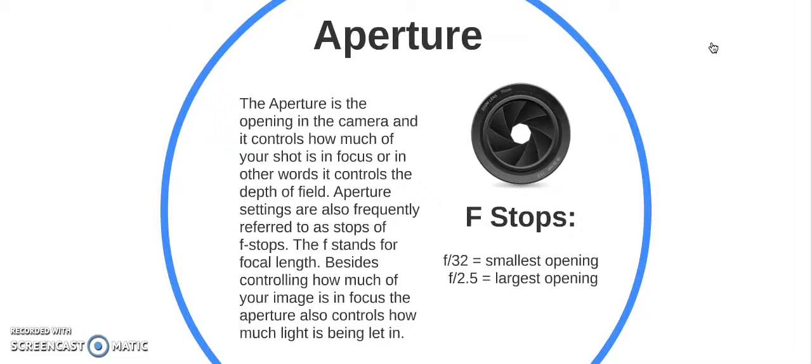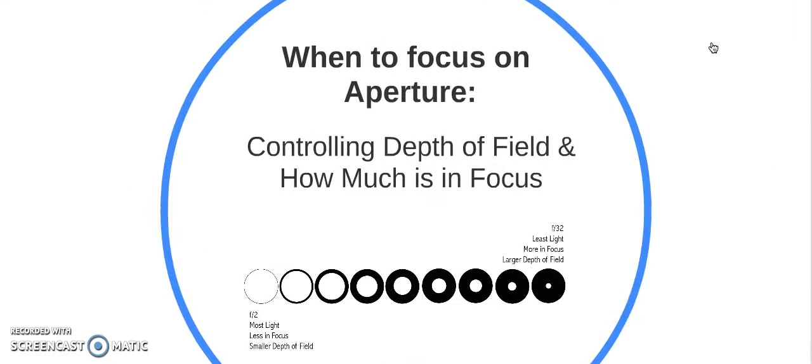Next is aperture, which is the opening of the camera that controls how much of your shot is in focus, or controls the depth of field, and we measure this in f-stops, and the F stands for focal length, pardon me. So f32 is the smallest opening on most DSLR cameras, and f2.5, or 2, is usually the largest opening. So I have another diagram here.